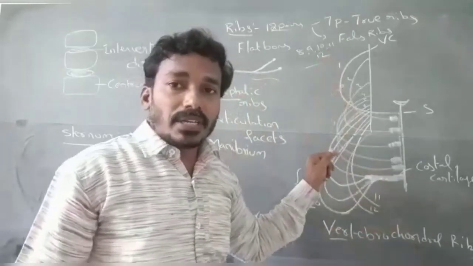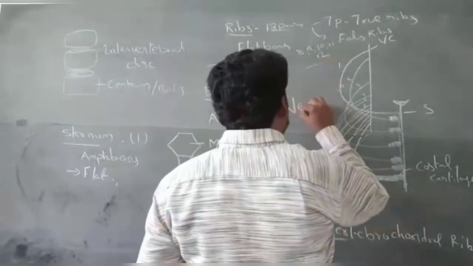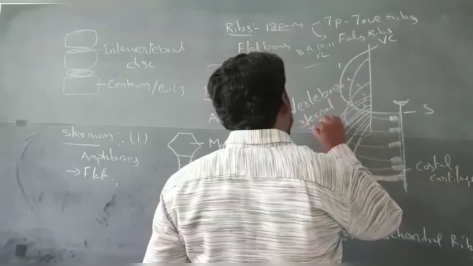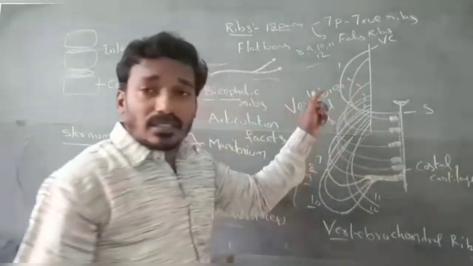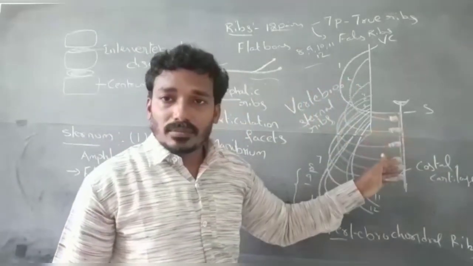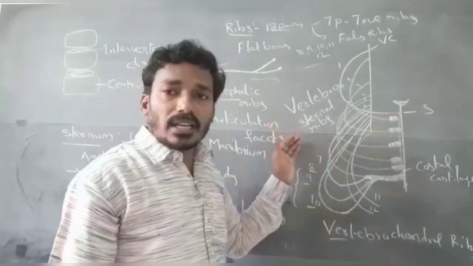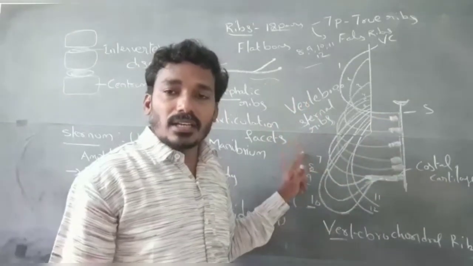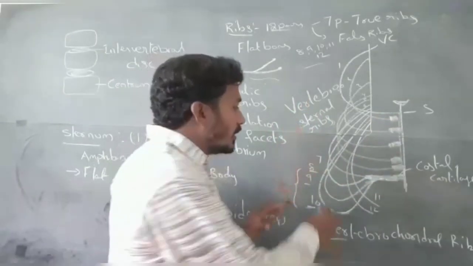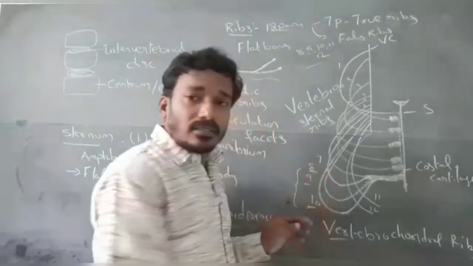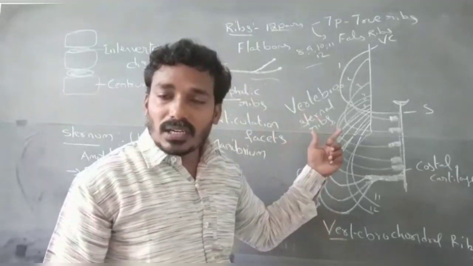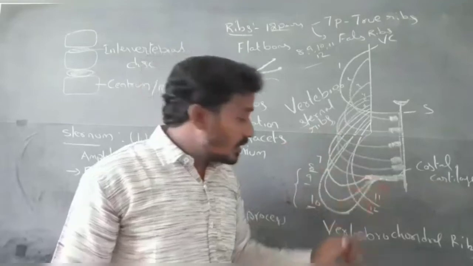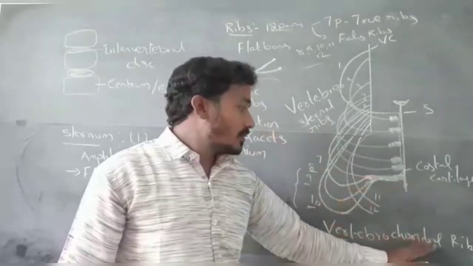The first 1 to 7 pairs of ribs are called vertebrosternal ribs, because these are directly attached with the sternum. These are true ribs. Next, the 8, 9, 10 ribs are dorsally attached with the vertebral column and ventrally these are attached with the seventh rib. So these are called vertebrochondral ribs.